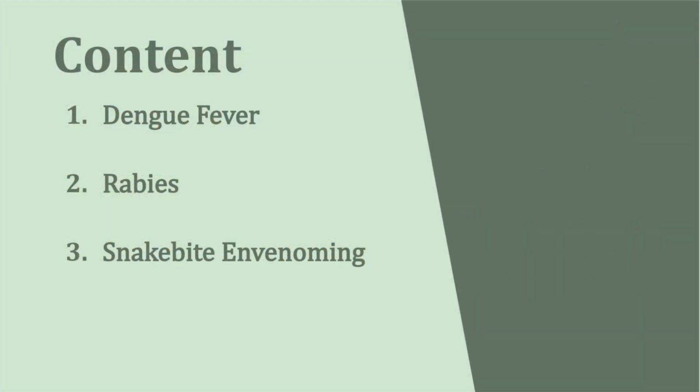In this video, 3 types of NTDs will be introduced: dengue fever, rabies, and snakebite envenoming. These illnesses are well known for being spread to humans through the bites of animals, such as mosquitoes, dogs, and snakes in these cases. This video will cover general information about 3 diseases, including the definition, symptoms, medical treatment, prevention methods, prevalence, and global efforts to prevent and cure the viruses.